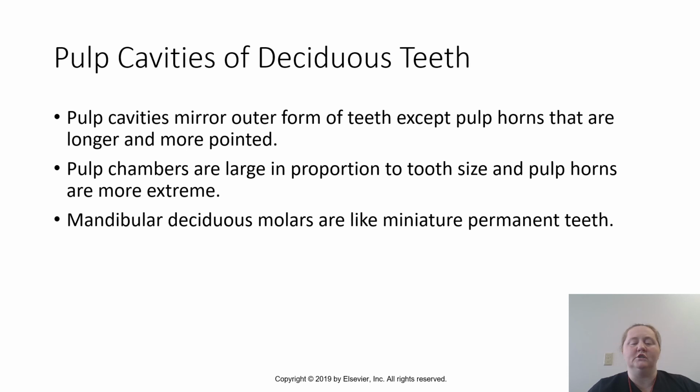Mandibular deciduous molars are like miniature permanent teeth. Remember that maxillary first molar doesn't look like anything, okay? So the mandibular first molar kind of resembles a little bit of premolars, a little bit of molars, but that maxillary first, that's the one that really gets you, and it's not like anything else, okay?